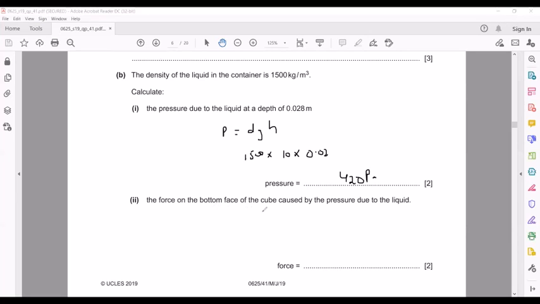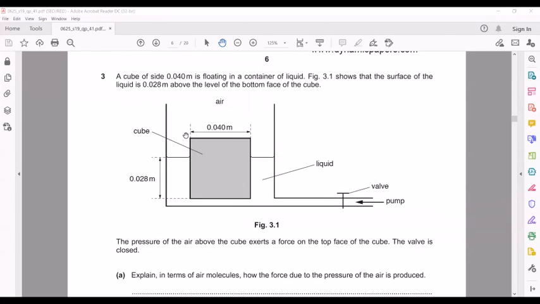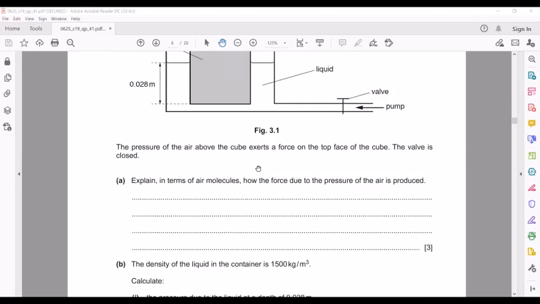The force on the bottom face of a cube caused by the pressure due to liquid. So we know the pressure due to liquid, and how to calculate that force. Pressure is force over area. So force is pressure multiplied by area. The pressure to get the area, so what will be the area for this?